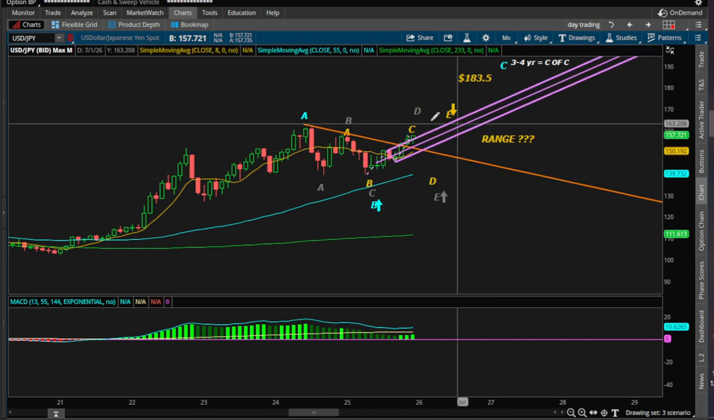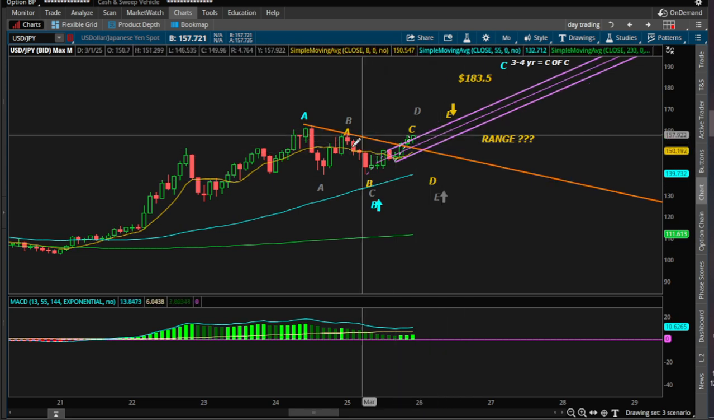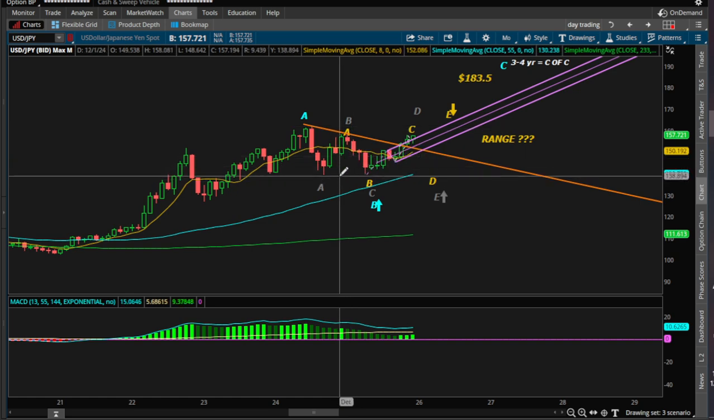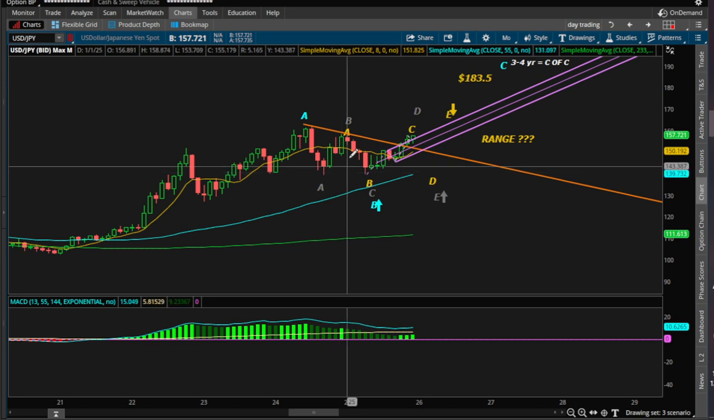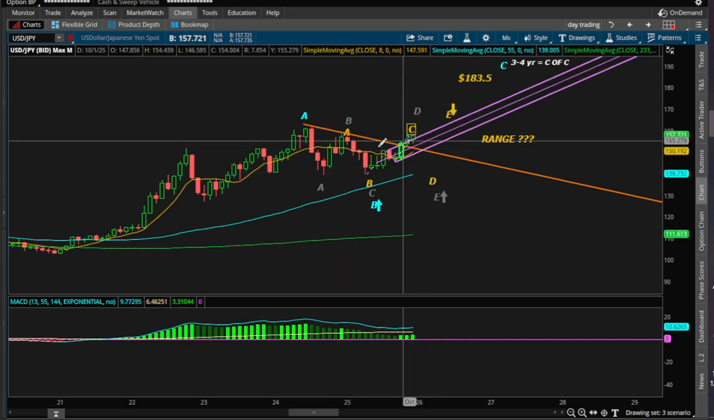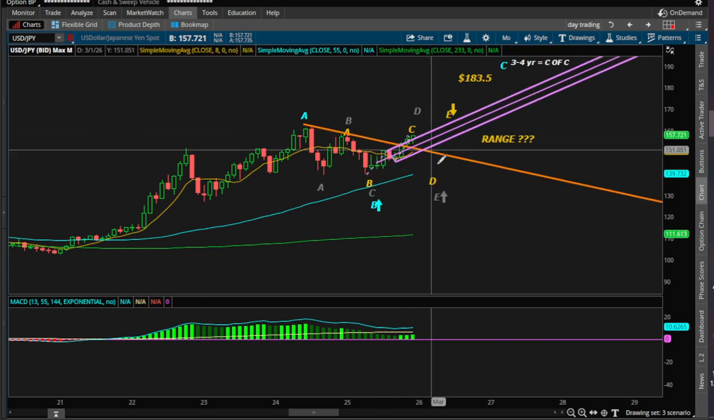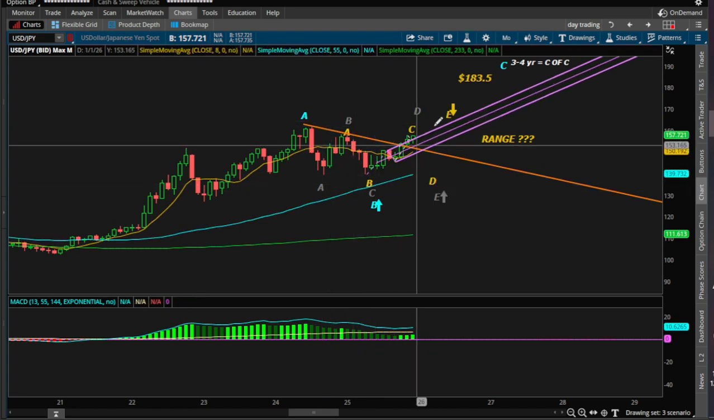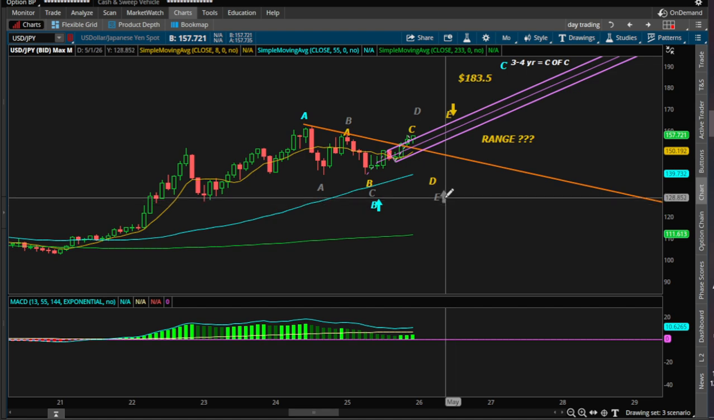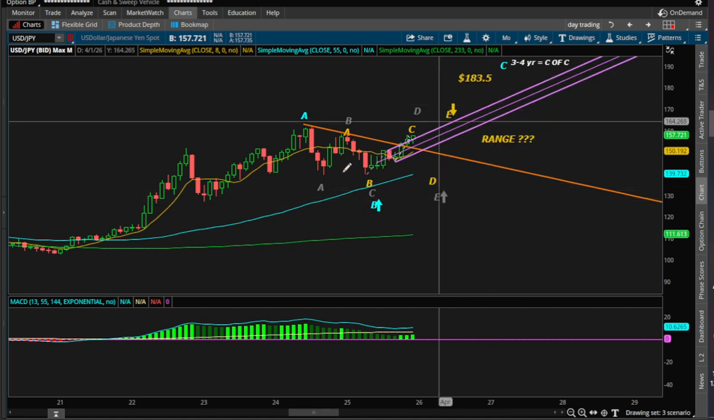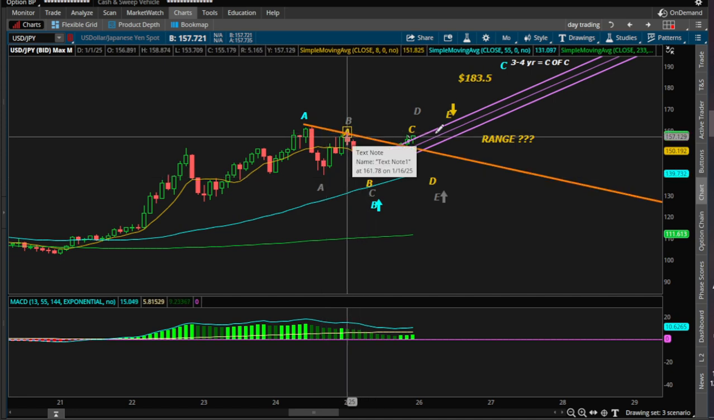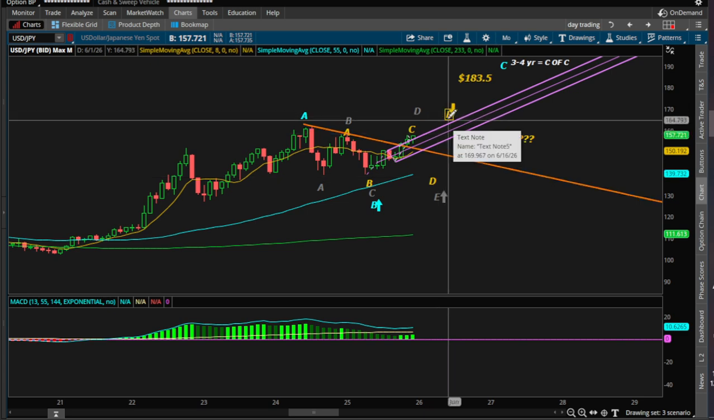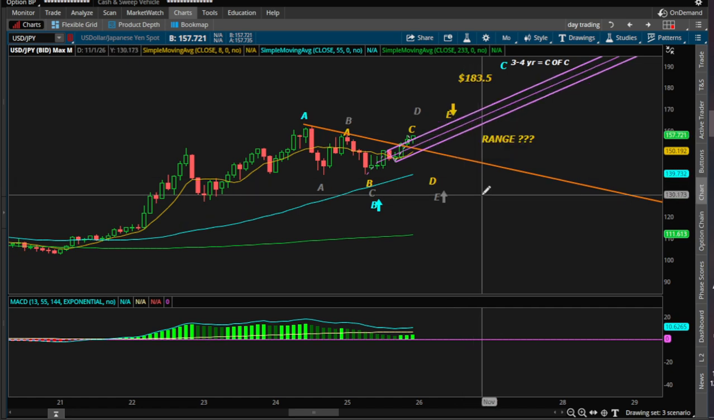The other two counts are a triangle pattern within this range between 161 and 140. I'm just not quite sure of the direction of the triangle. That's why I gave it two possible counts. If we started in gray A, B, C, D, E, if that's the case, once we finish the E, then the direction would be reversed up. If the triangle is A, B, C, D, and E is up here, then once we complete E, then the trend would reverse to the downside.